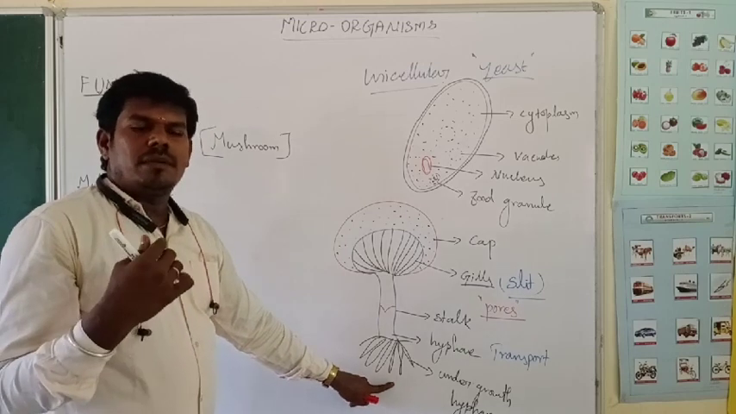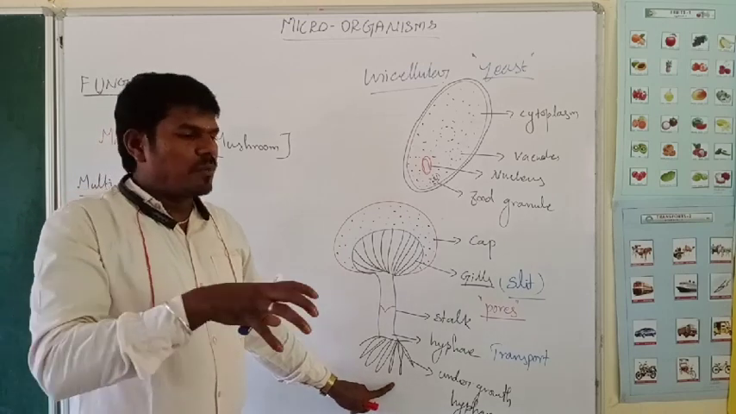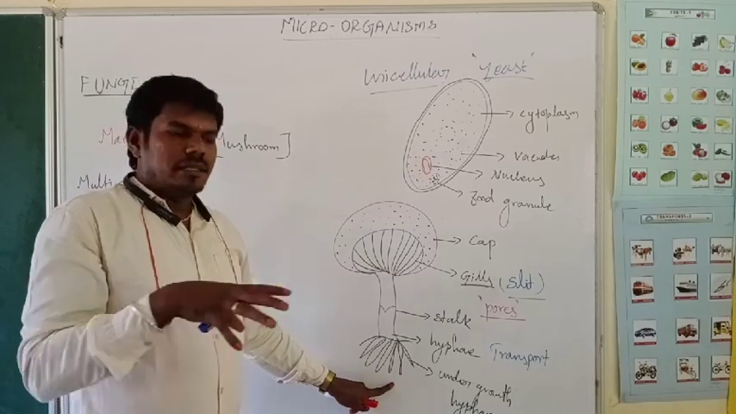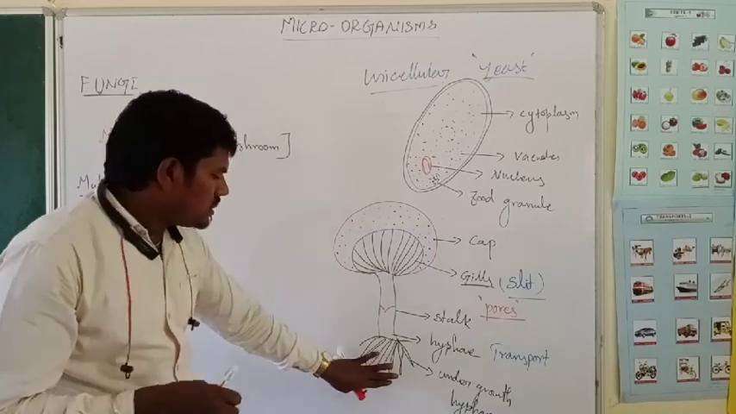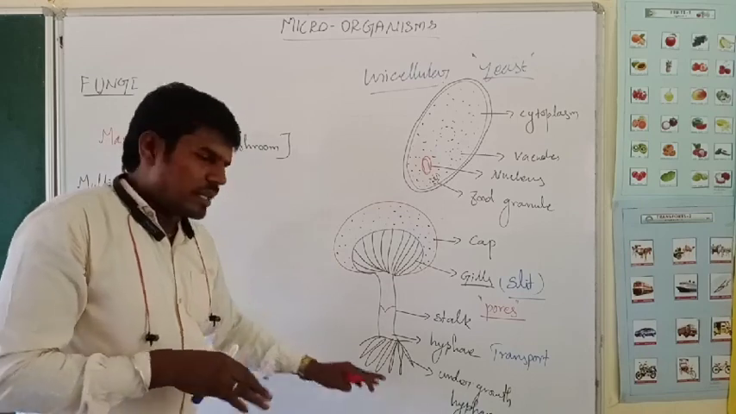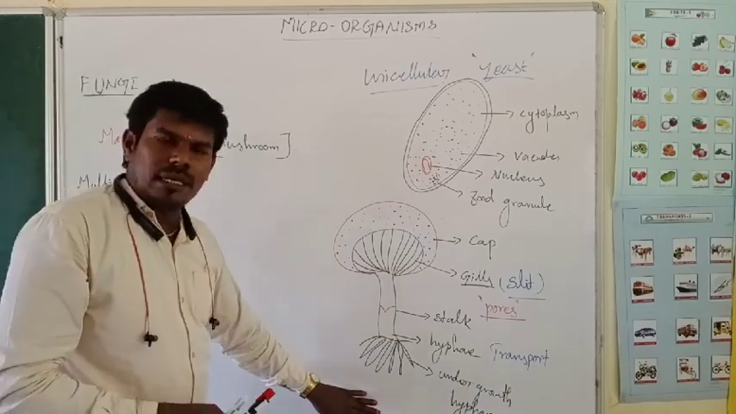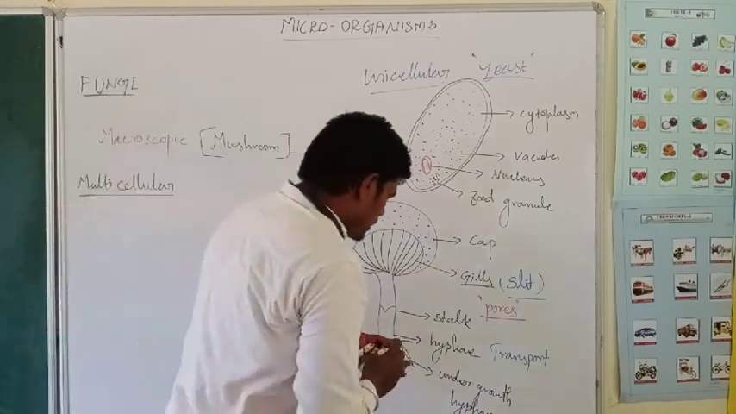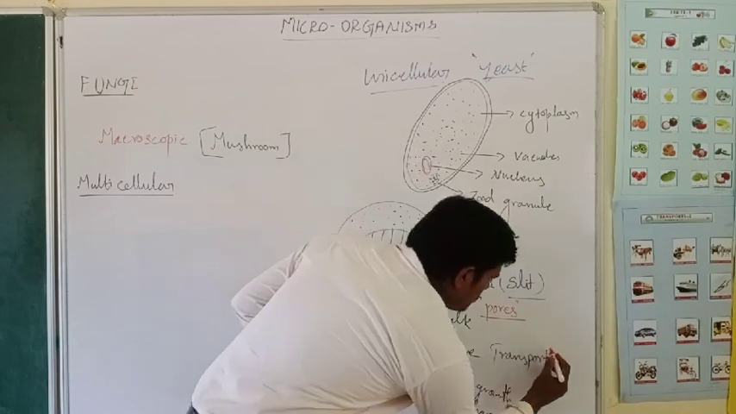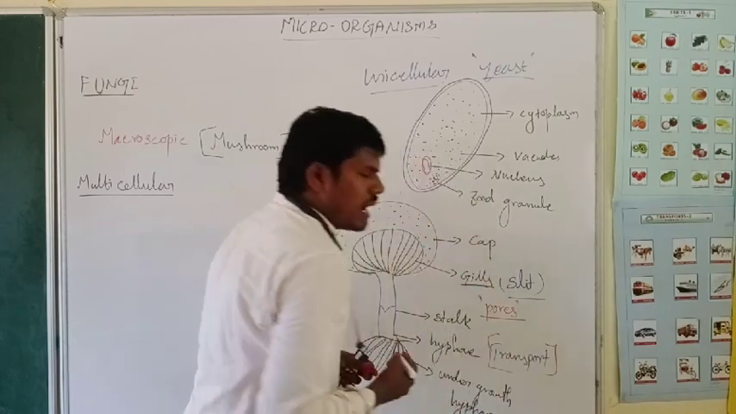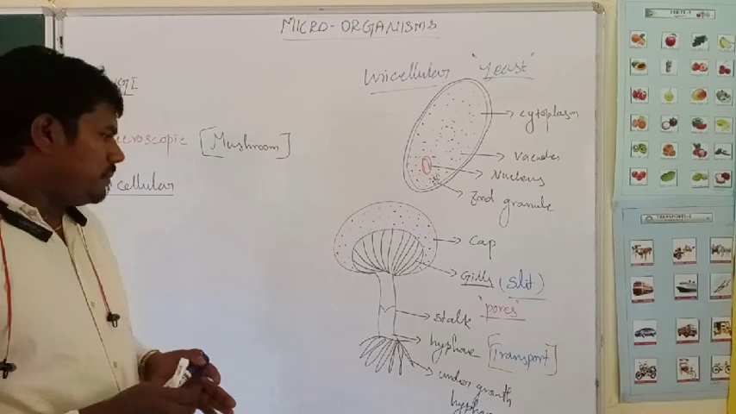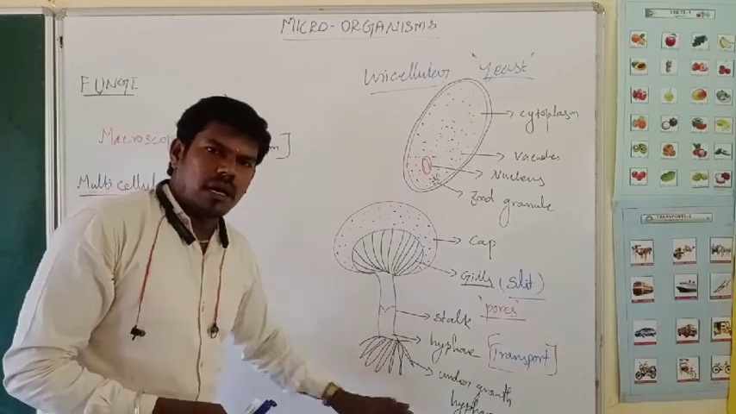In trees, the well-developed root is present because of the need to reach more water, which we observe. But this is not growing deeply; it is present only on the outer surface. See, this hyphae is important in transport. Transport means the nutrition or any food materials they need, they get from some organism.